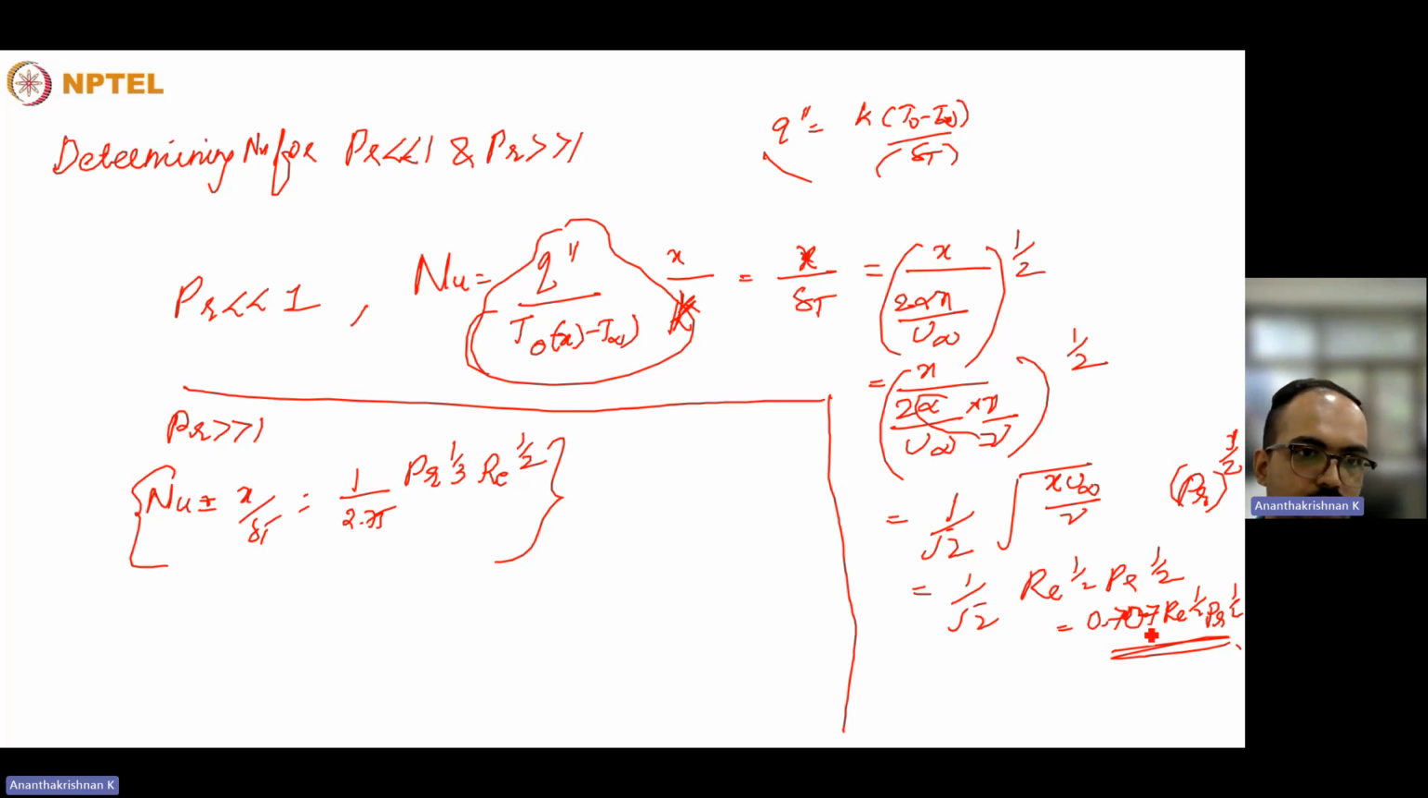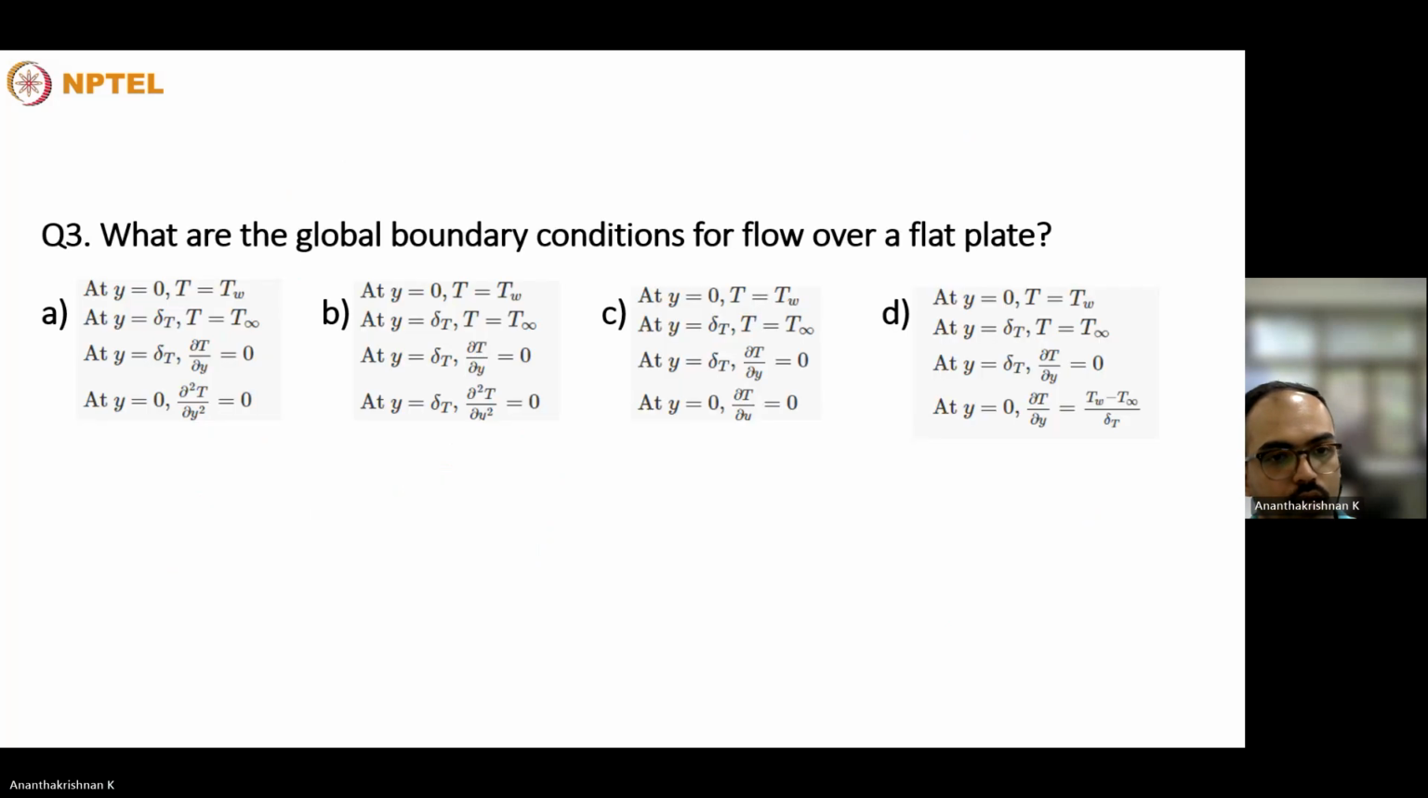So in the case of Prandtl number less than 1, you'll get it in the form of this one. Both of their powers will be raised to 1 by 2, Reynolds and Prandtl number. But in the case of Prandtl number very much greater than 1, the Nusselt number will take the form of this.